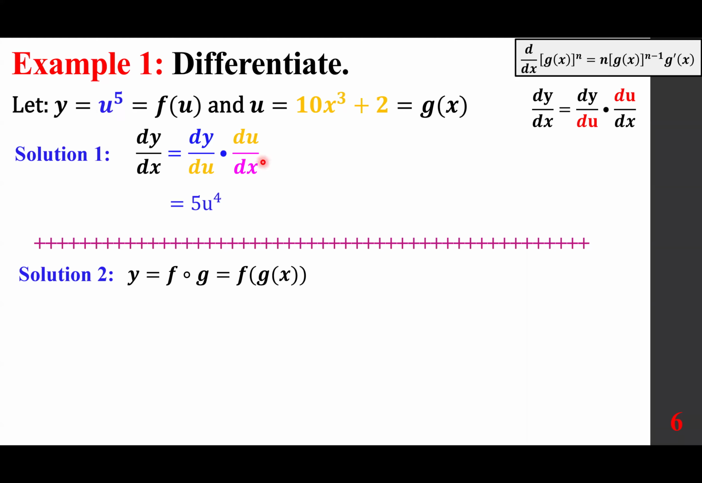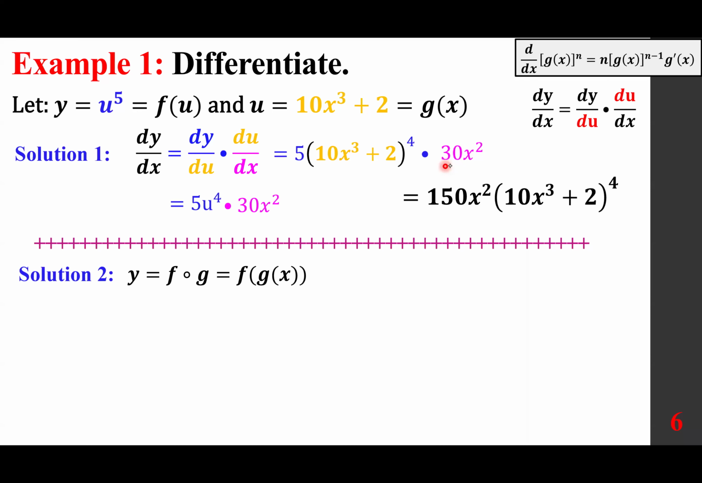Then du/dx, we're going to differentiate this with respect to x, and obviously it's 30x squared. We are done. We just have to replace the u with 10x cubed plus 2. So 5 times (10x cubed plus 2) to the power of 4 times 30x squared. The product of these two constants sits in front: 150x squared times (10x cubed plus 2) to the power of 4 is the final answer, everybody. Very straightforward, and we used Leibniz's notation.